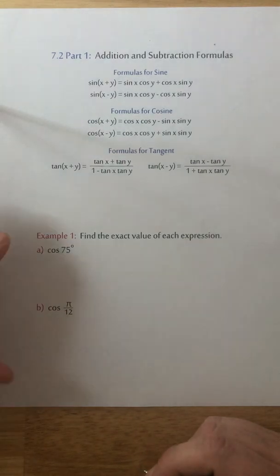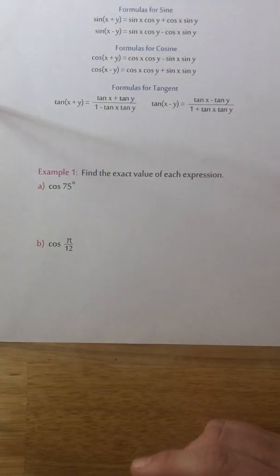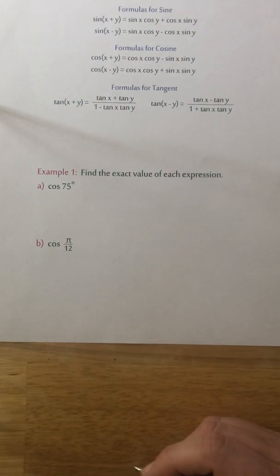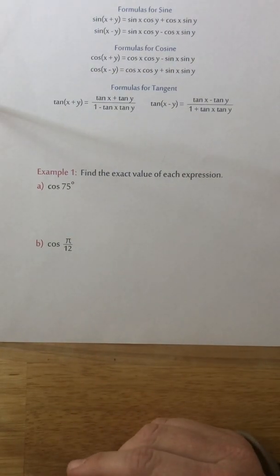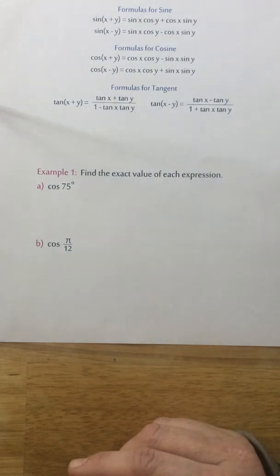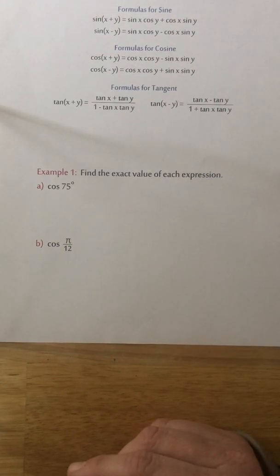So let's get started with example number 1. We're being asked to find cosine of 75 degrees. So to answer the question, because you might be wondering, why do I need to know these formulas? 75 degrees is not one of those numbers that we know from the unit circle. Remember, in quadrant 1, we know 30, 45, and 60. And then in all the other quadrants, we have the other numbers as well. 75 is not one that we know.